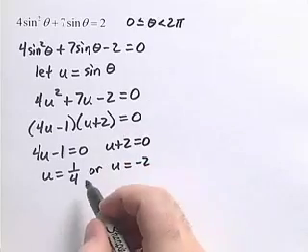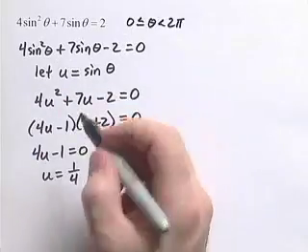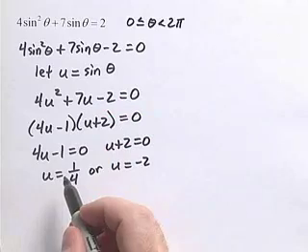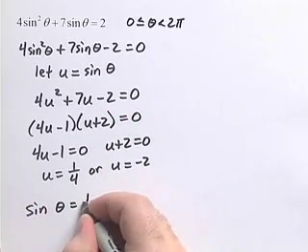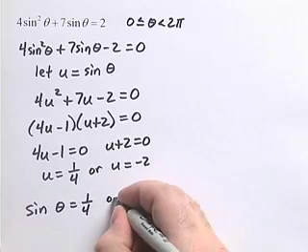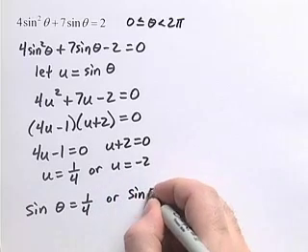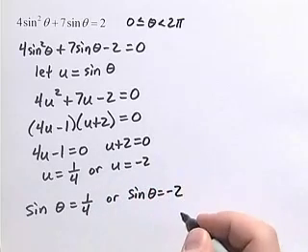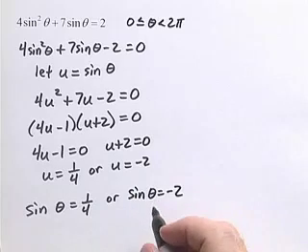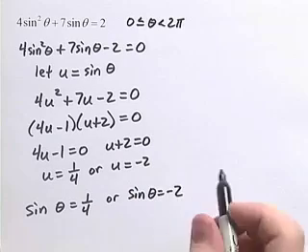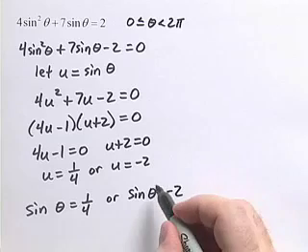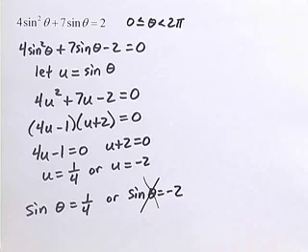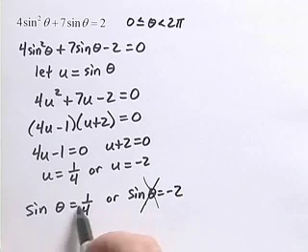Now we're not solving for u, we need to solve for theta. So we need to go back to our substitution. We'll see that we have the sine of theta is equal to 1/4, or the sine of theta is equal to negative 2. Now we can see that this second equation will have no solutions because there is no angle theta that we can take the sine of and get negative 2. So that equation is no good to us. So we just need to work on this.